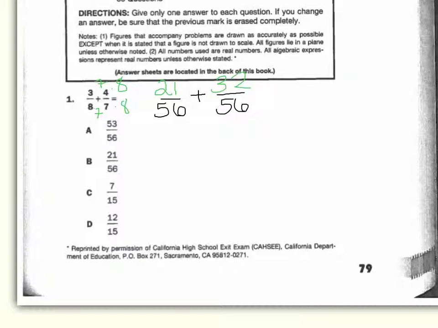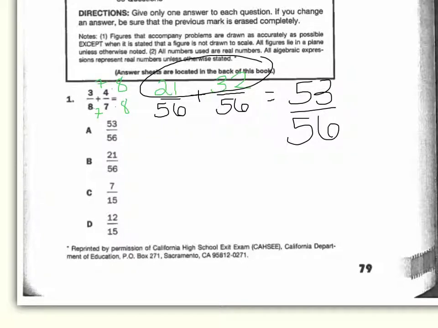Now that you have common denominators, all you have to do is add the top. So combine the numerators. 21 plus 32 is 53. The denominator still stays the same, so your answer is 53 over 56. I would always stop and just check, can I simplify this fraction? Can I divide top and bottom by something? Nope, you can't. So the correct answer is A.